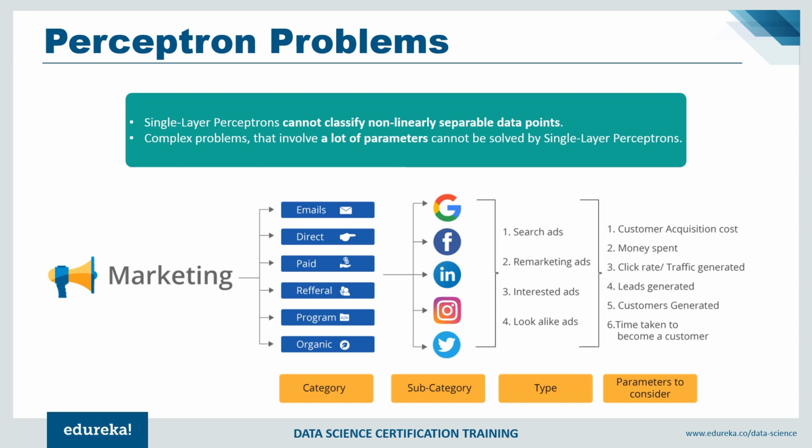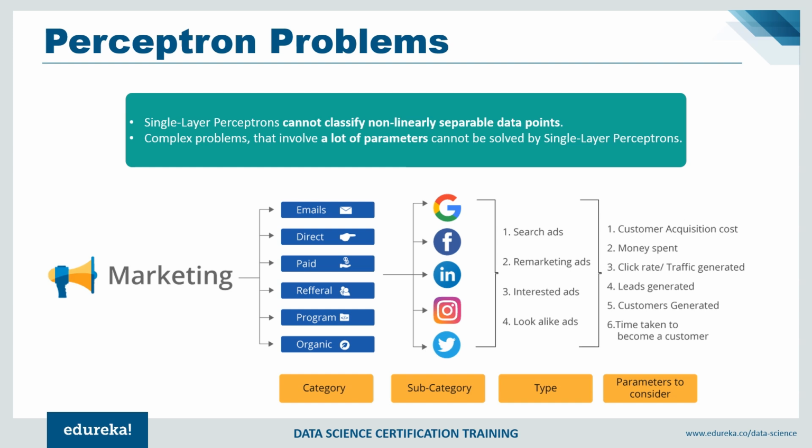Now consider the example here and the complexity with the parameters involved to take a decision by the marketing team. As you can see here, for every channel, email, direct, paid, referral, program, or organic, we have a certain number of social media subcategories: Google, Facebook, LinkedIn, Twitter. Then we have the type, such as search ads, remarketing ads, interested ads, lookalike ads. And the parameters to be considered are the customer acquisition cost, money spent, leads generated, customers generated, and time taken to become a customer. All of these problems cannot be solved by a single layer perceptron.